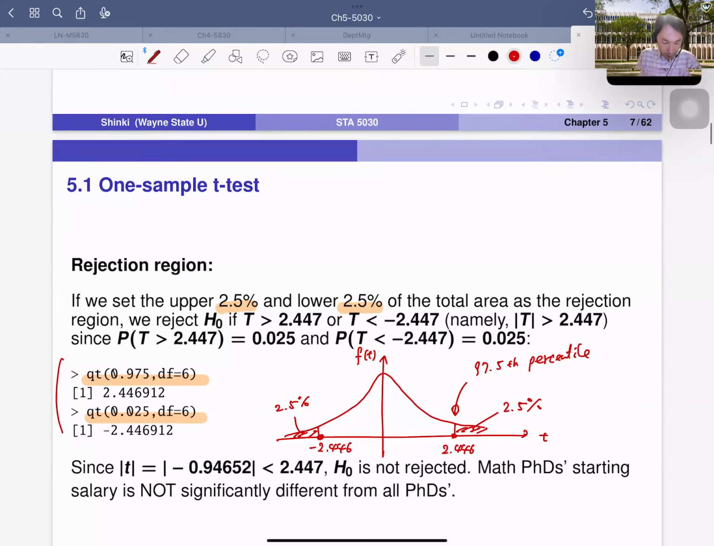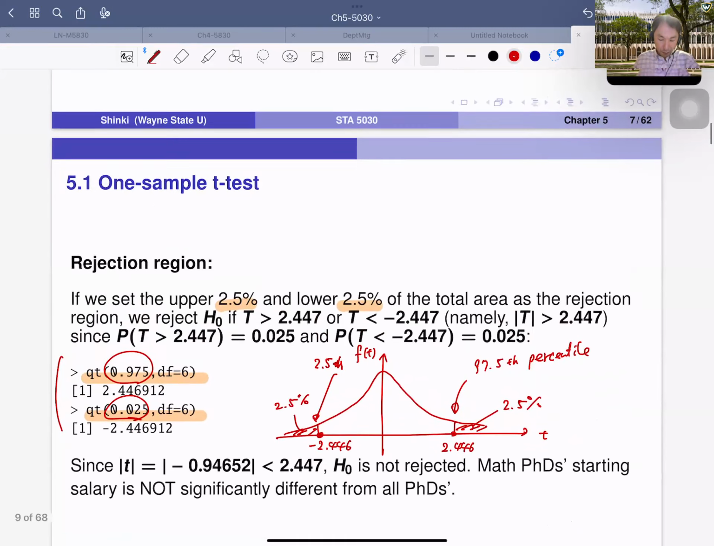So you plug in 0.975 to get this number. And here you can see 2.5th percentile. So you plug in 0.025 to get negative 2.44.